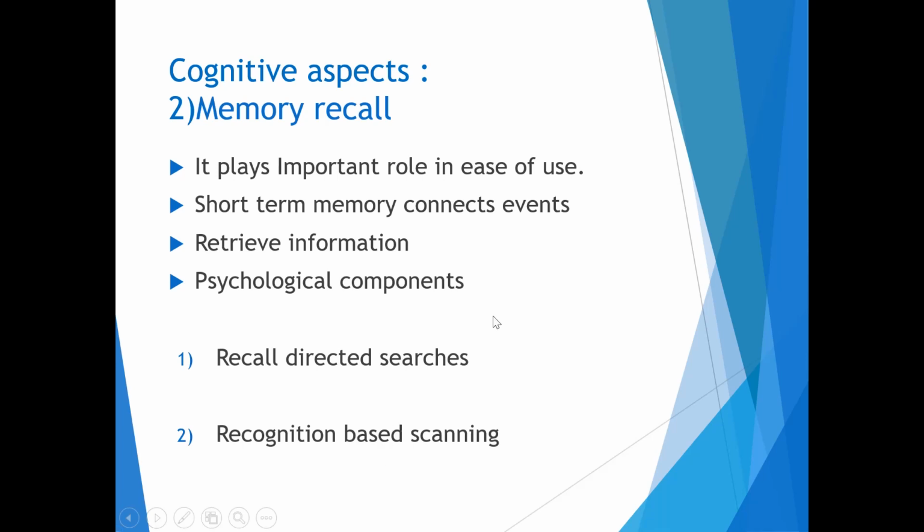Next, memory recall has two psychological components, recall directed searches and the second one, that is recognition based scanning, that must be considered to simplify retrieval of information. Recall directed searches use remembrance to retrieve the desired information, for example, a combination of keystrokes to initiate operation. Recognition-based scanning looks for familiar landmarks to navigate a decision tree or retrieve information. For example, we can find appropriate icons in completing the operation.